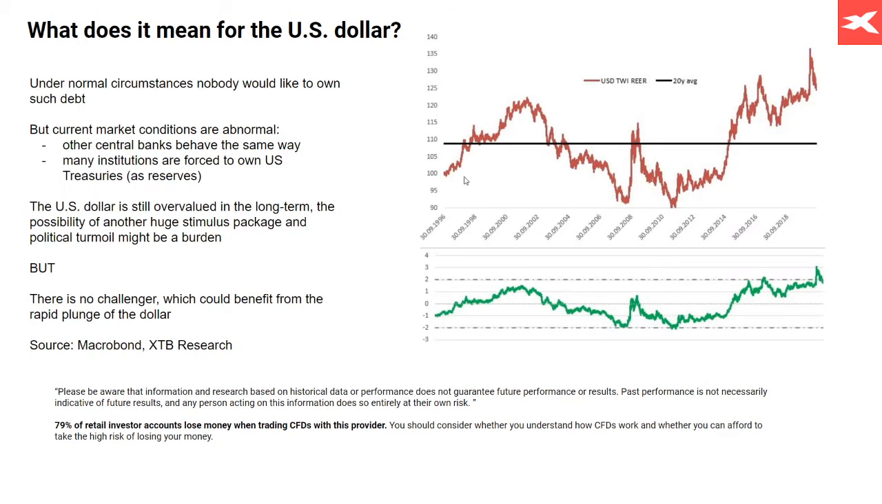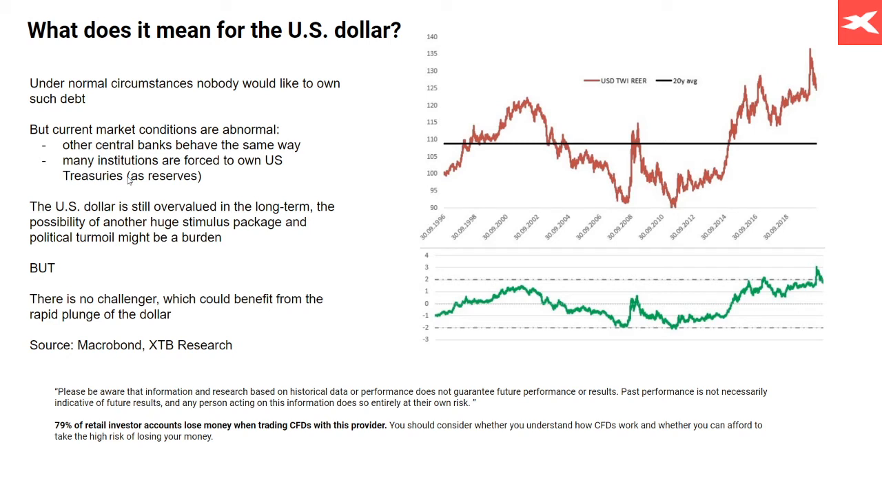What does it mean for the US dollar? So under normal circumstances, nobody would like to own such a debt. But current market conditions are abnormal because other central banks have behaved the same way. So they've also had to inject massive amounts of liquidity into the markets. Many institutions are forced to own US treasuries as reserves because they are also increasing their debts. So the US dollar is still overvalued in the long term, but the possibility of another huge stimulus package and political turmoil might be a burden to that.